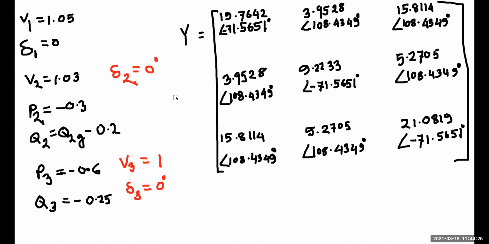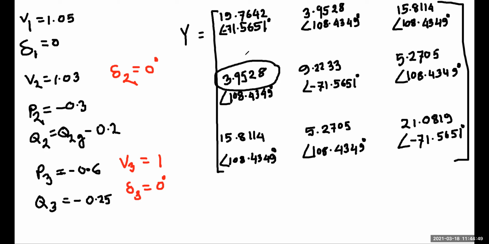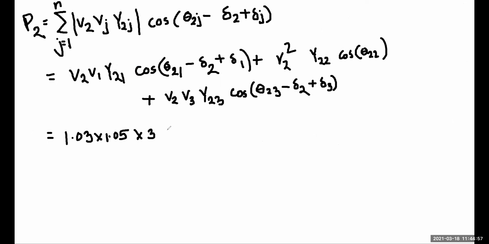Now we are going to go for the analysis. In our next page, we are going to write our values. So V2 is how much? V2 is 1.03, so we will write 1.03. What is your V1? V1 is 1.05. What is your Y21? Let's go back. This is your Y21, 3.9528. Only the value, not the angle.